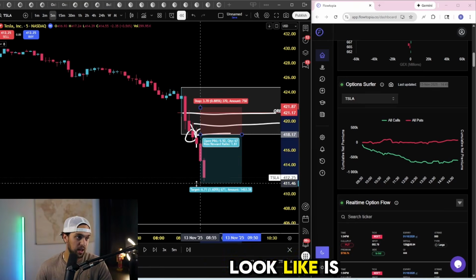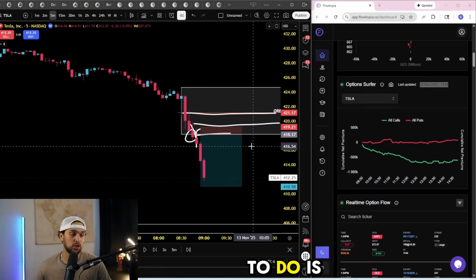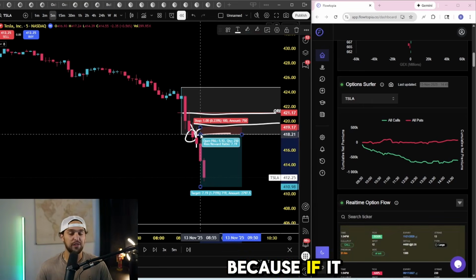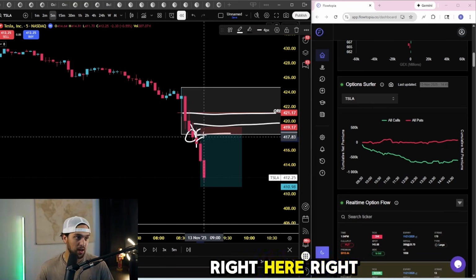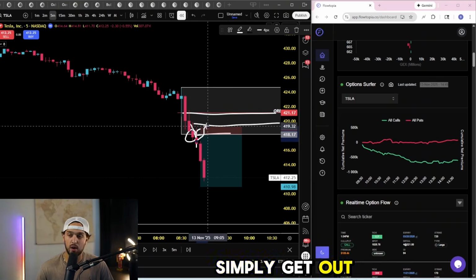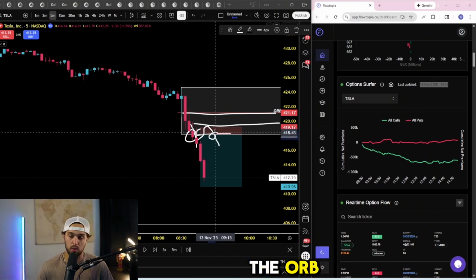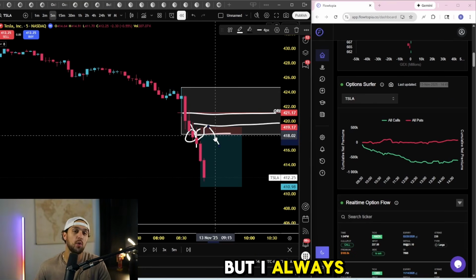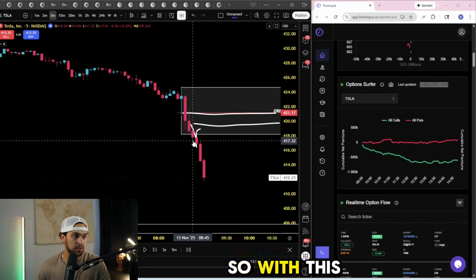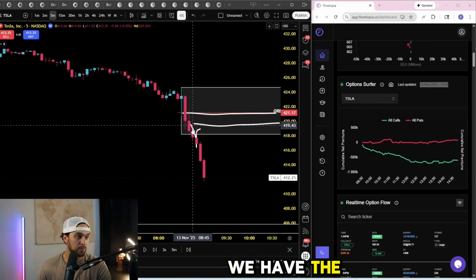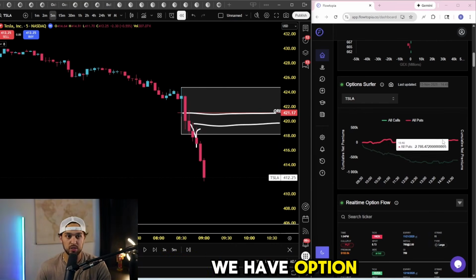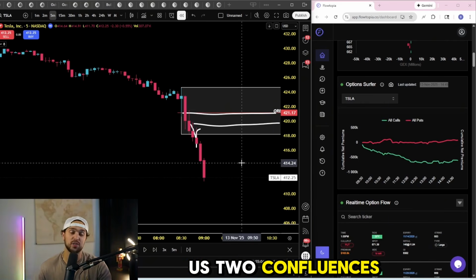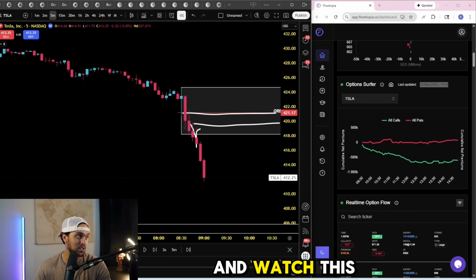Now what this is going to look like is something like this. Typically, I like to make sure my stop is right under that 25%, because if it goes inside of the orb right here, I can simply get out and wait for it to come back outside of the orb. It doesn't bother me when I enter more than one time to try it, but I always like to have my risk very small. So with this specific trading strategy, we have the breakout to the downside, and we have option surfer confirmation to the downside. This gives us two confluences for downside on Tesla, and watch this play out.